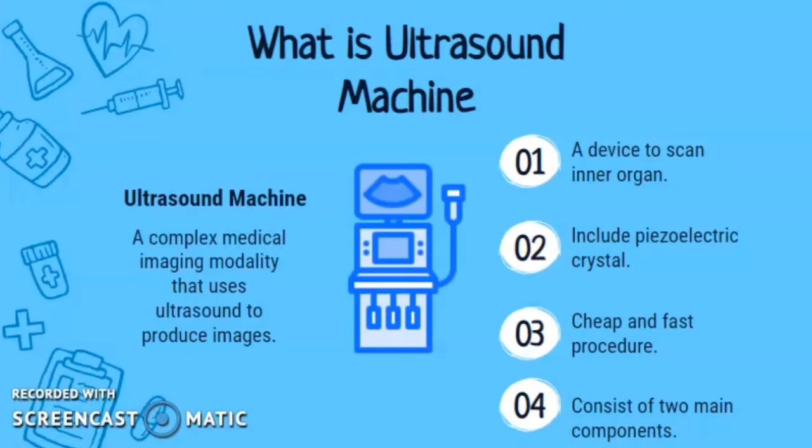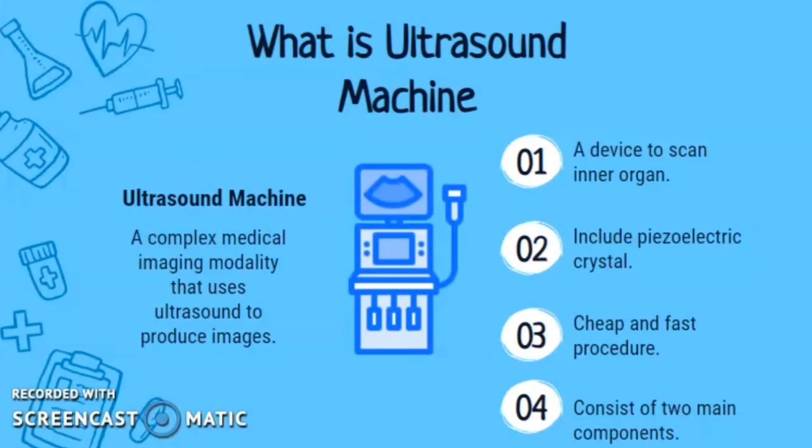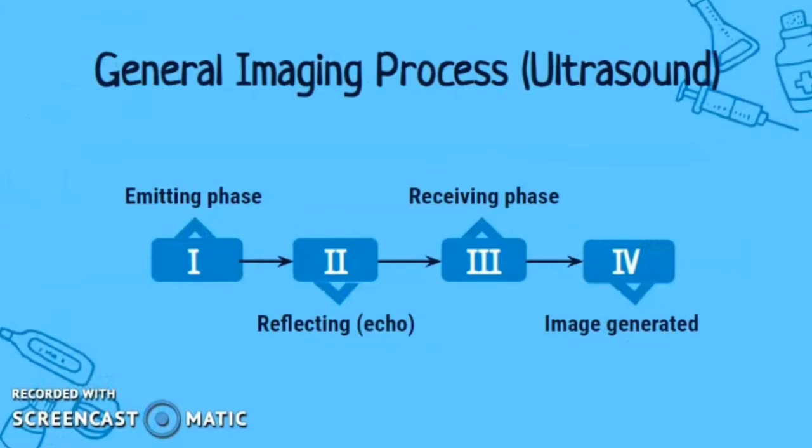An ultrasound machine uses piezoelectric crystals to transmit and receive ultrasound waves. It is cheaper and faster in terms of procedure cost and duration respectively. There are two main components in the machine, which are the transducer and the processor unit. Next, the imaging process in ultrasound can be simplified into four stages, starting from the emitting phase, where electric current flows through the piezoelectric crystal to produce high-frequency sound waves called ultrasound waves.